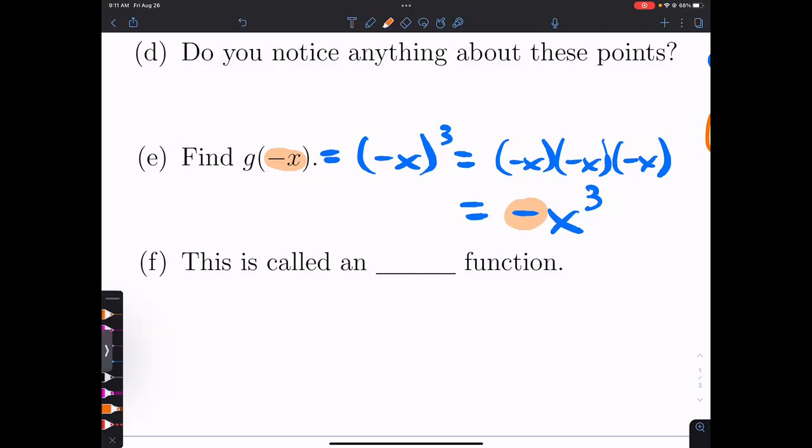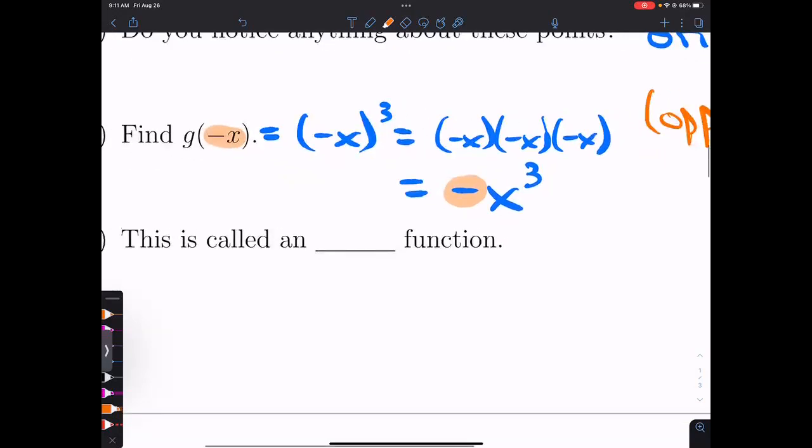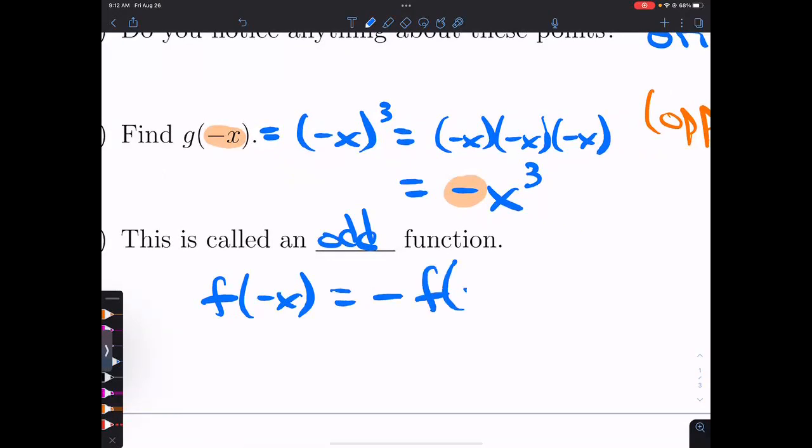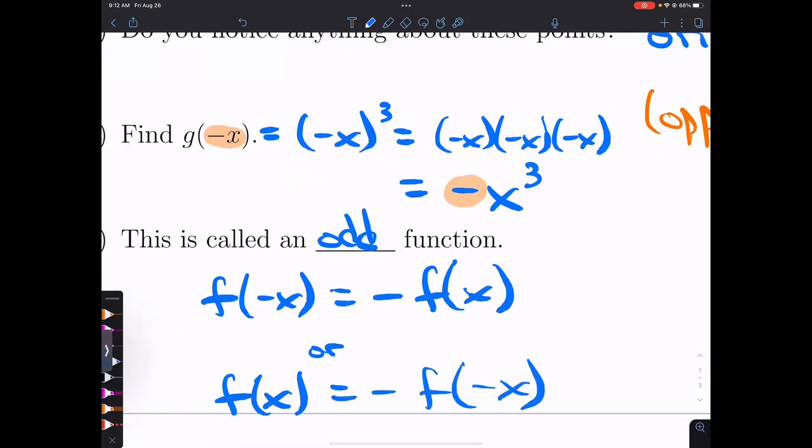So these are called odd functions. And the way you recognize it is that changing the sign on the inside gives you the opposite thing on the outside, right? Or you could write that as something like this. The point, though, is that they're opposite in sign.